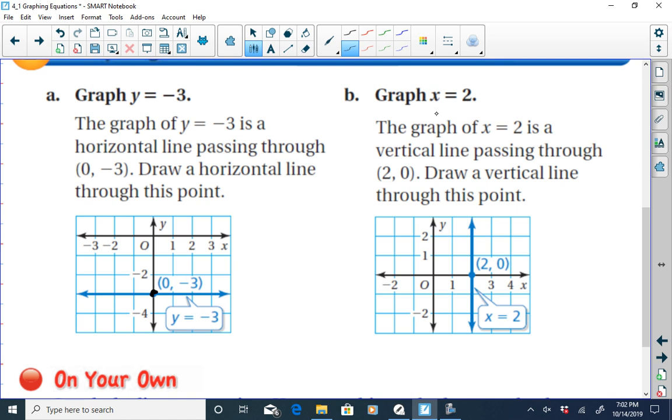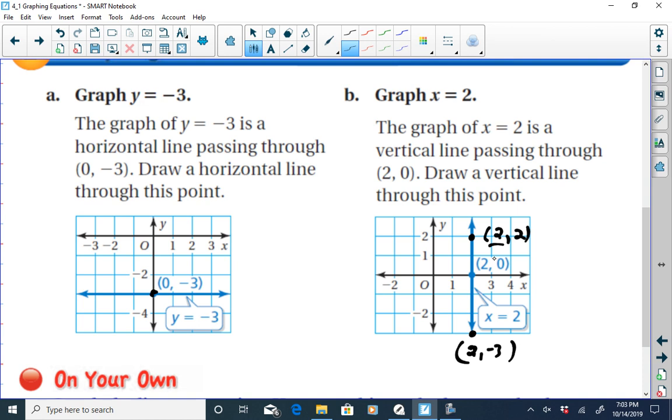If I want to graph x is equal to 2, the graph of x equal to 2 is going to be a vertical line. I would start on the x-axis where x equals 2. Here's where x is equal to 2 on the x-axis. You draw that vertical line through that point. And one thing to note is every point on that line, the x value is +2. So if I take this point here, that point is (2, 2). Notice the x value is 2. If I take this point all the way down here, that's (2, -3). Notice the x value is 2.